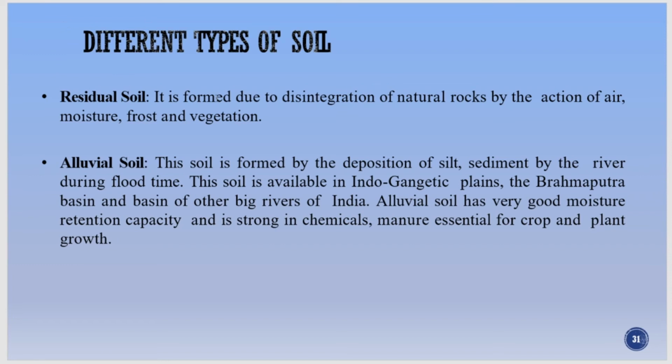So you might have two types of soil. One is residual soil, the other one is alluvial soil. So what is residual soil? We all know what residual soil is. Basically, it is a disintegration of natural rocks, and India is basically covered by alluvial soil itself. In most of the northern part of India, the soil is basically alluvial soil. So alluvial soil is the deposition from the flowing river, which is silt, sediment, and all of those things.